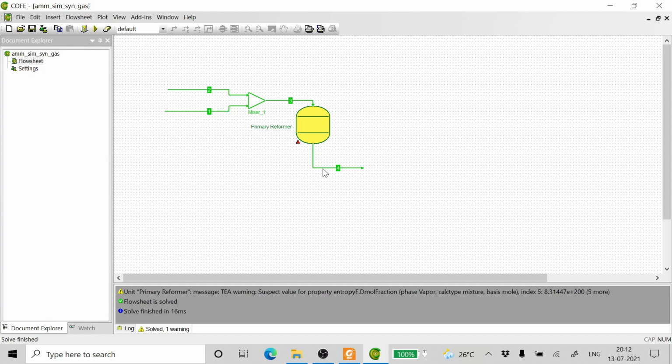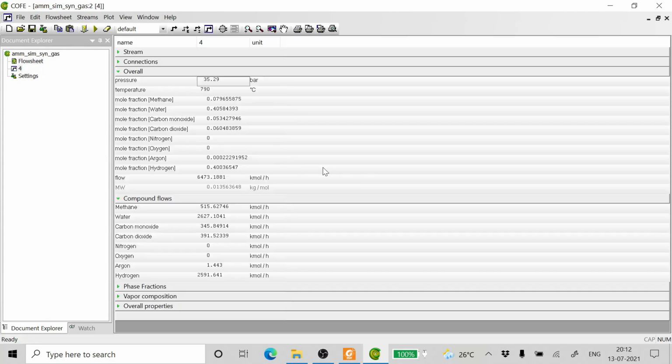Okay, so let's check this. Now, the outlet is at 790 degrees Celsius, 515. Obviously, methane has reacted, and we have carbon monoxide and carbon dioxide produced, and we have hydrogen being produced too.